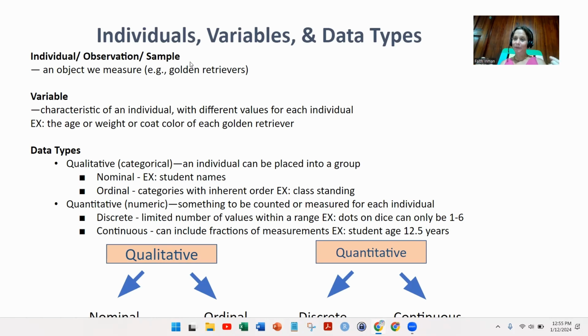A variable is a thing that varies. Good, right? Another way of thinking about it is it's a characteristic of an individual that could have different values for each individual. So for example, the age or weight or coat color of a golden retriever, right? I like dogs, they're so fun.